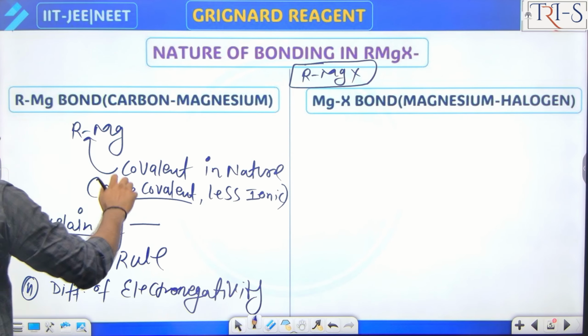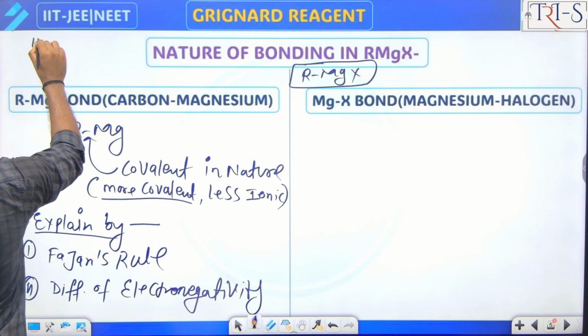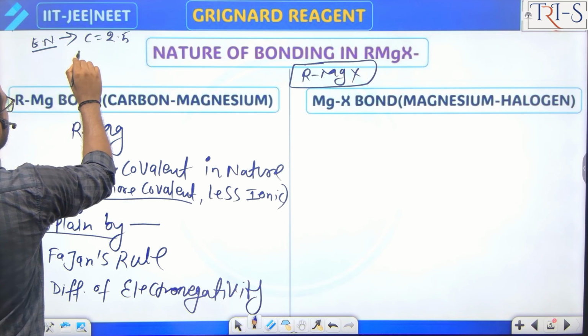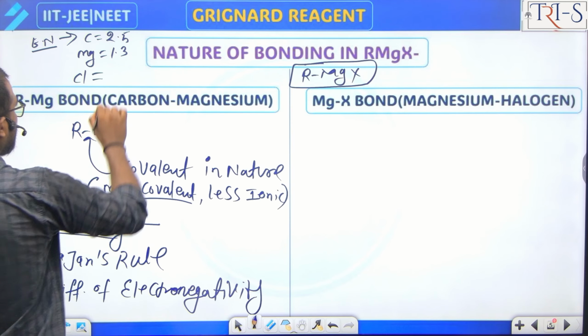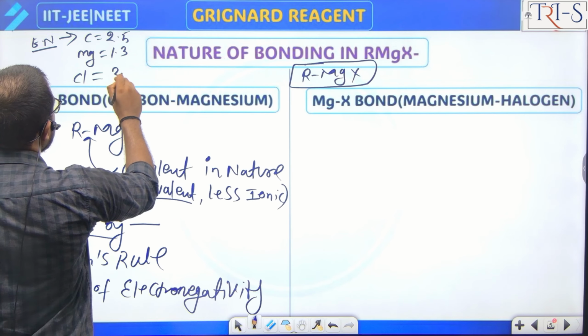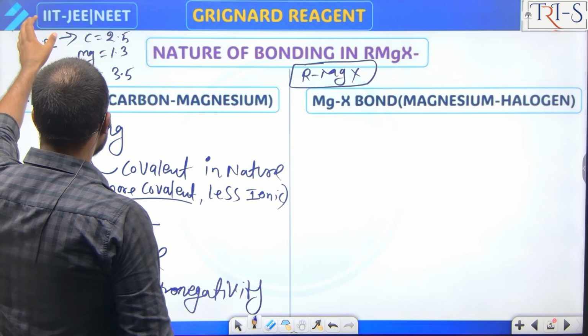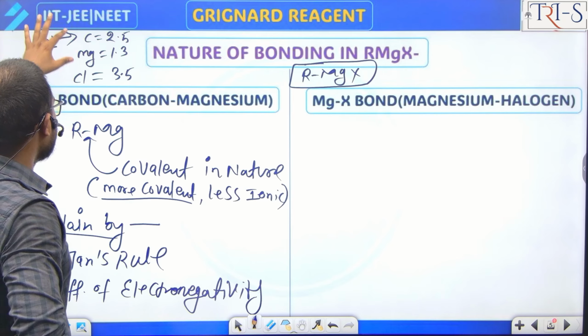Like, the electronegativity of carbon is roughly 2.5 and magnesium has 1.3 or so, and the electronegativity of halogens, we all know, is very high, as they are the most electronegative elements in the periodic table. So roughly we take the electronegativity of chlorine, that is 3.5, as the rough values of all these elements: carbon, magnesium and chlorine.